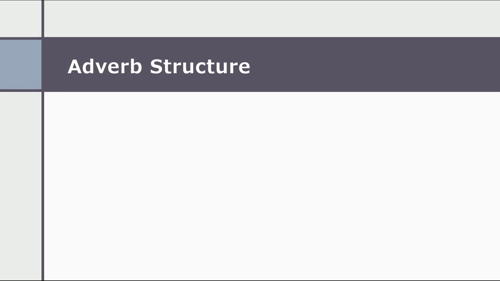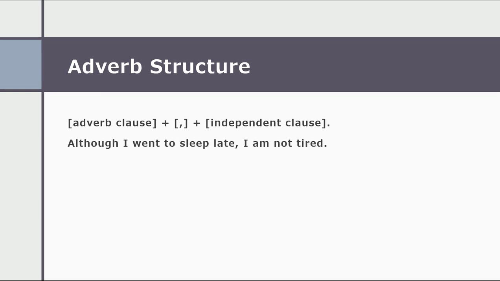There are two ways to structure a complex sentence with an adverb clause. The first has the adverb clause in the beginning, followed by a comma, and then the independent clause. As an example, although I went to sleep late, comma, I am not tired. The adverb clause or dependent clause is although I went to sleep late. And because it is at the beginning of the sentence, there must be a comma after.